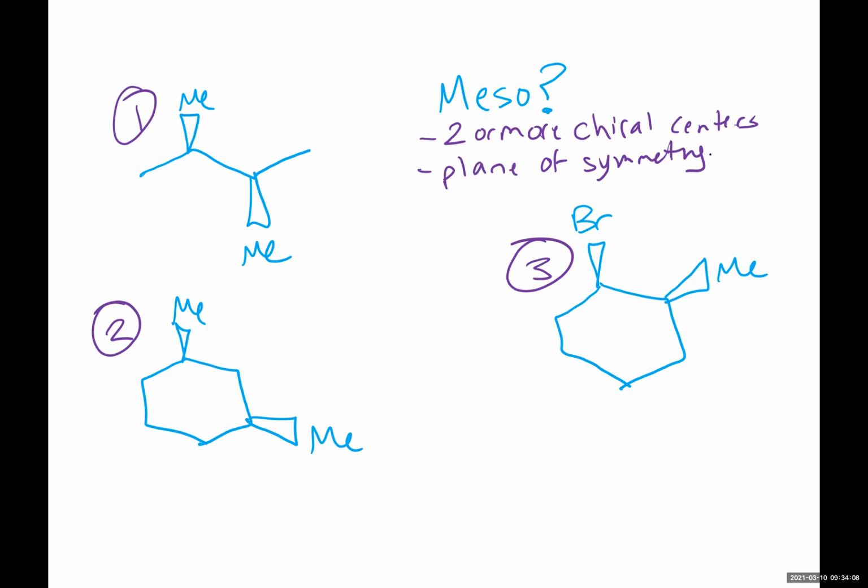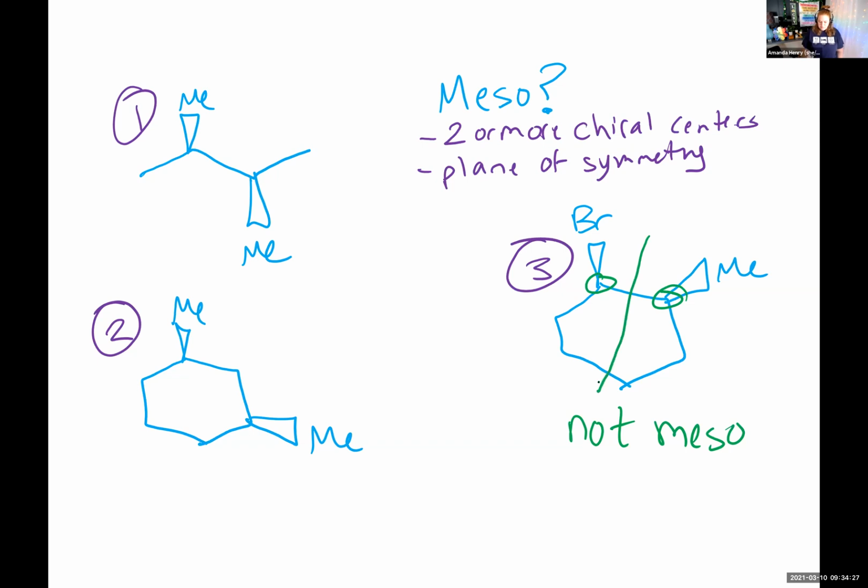Number 3. Which category does number 3 fall into? So number 3 is not going to be meso. It definitely fits the first definition. It has 2 chiral centers, but it doesn't have a plane of symmetry. If we try to draw a little plane right there, the left side and the right side don't match because one of them has the bromine and one of them has a methyl. So they're not going to have a matching side to each other. So not meso because there's no symmetry in the molecule.